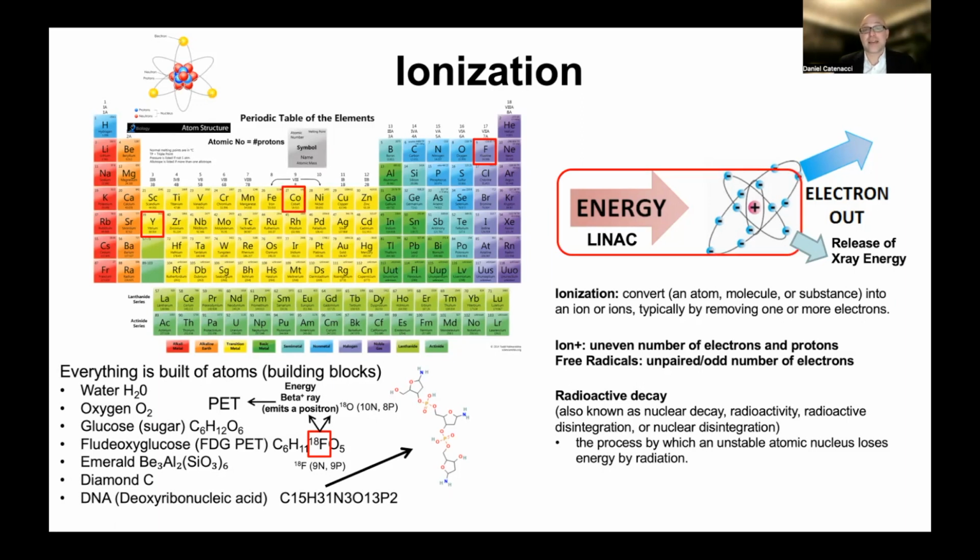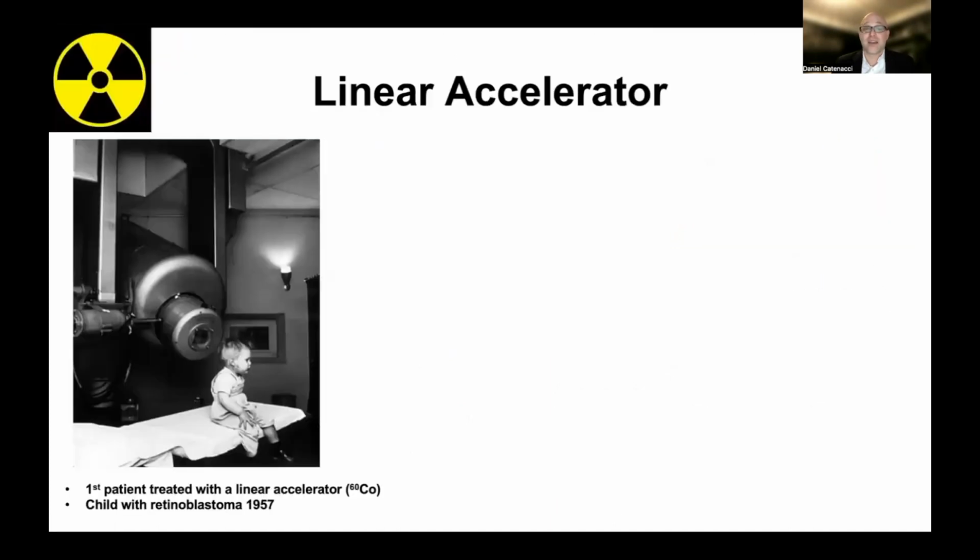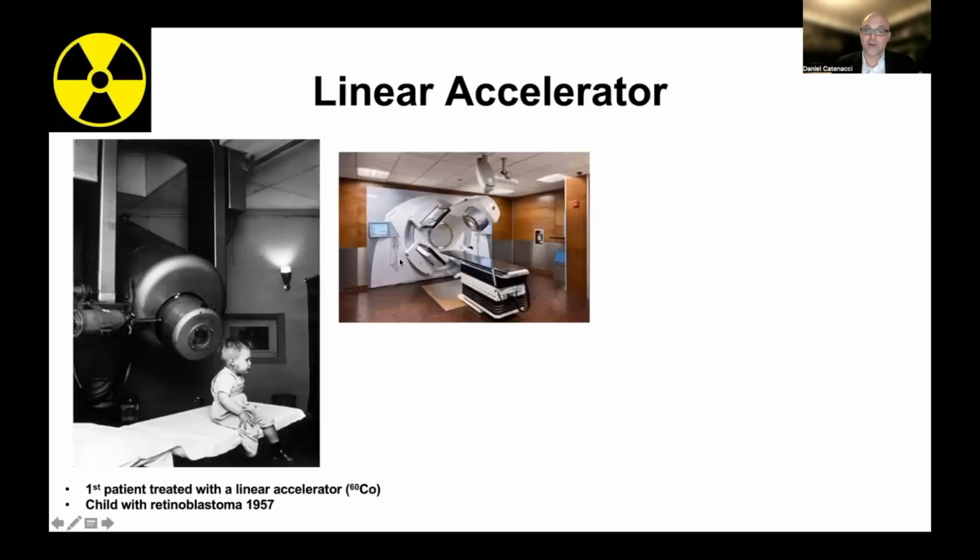The first type of linear accelerators used for the metal that we were blasting the energy at was cobalt, but more recently, it is the atom called tungsten. And so this is a picture of the first patient ever treated with radiation with a linear accelerator with a cobalt machine back in 1957. This is a modern version of a linear accelerator.